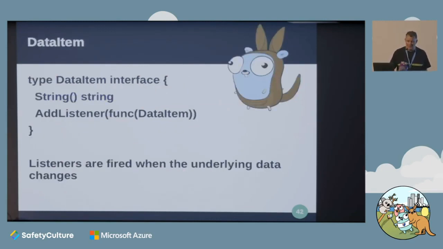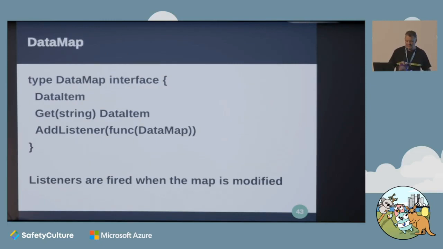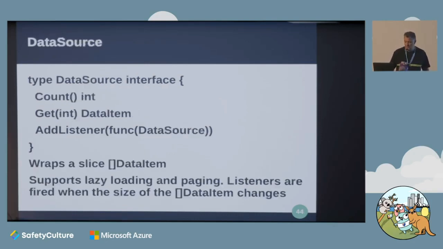Very quickly, a data item is just any data structure that has a stringer interface and that you can attach listeners to. So every time the underlying data changes, the listeners are automatically fired. A data map, same thing, but where the map itself is modified, new entries added or removed, then the listeners get fired against that. And finally, a data source, which on the surface looks like a slice of data items, but it supports lazy loading, pagination, and just makes it fairly easy. I think it's modelled on the iOS data source. The naming is quite similar.